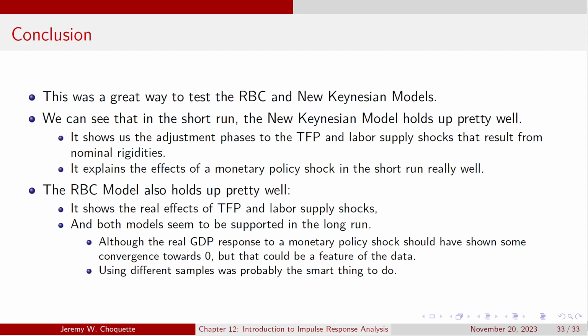The GDP response is a little different. It probably should have shown some more convergence towards zero. But like I said, that could be a feature of the data. And if we include different samples, which is probably the smart thing to do in the first place, at least for a monetary policy shock, you can see we get some slightly different behavior.